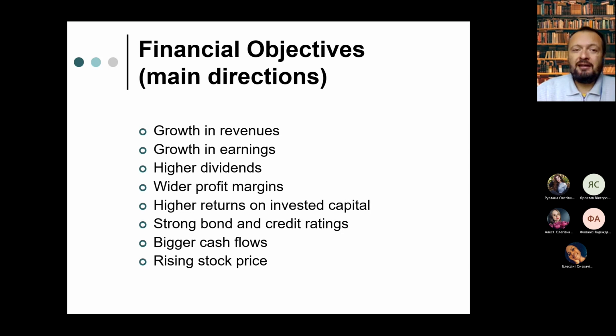But I only wanted to present here just a direction, and you can use this screen as a tip when you create your objectives for your company. So what directions could be the following: growth in revenues, growth in earnings, higher dividends, wider profit margins, and so on.